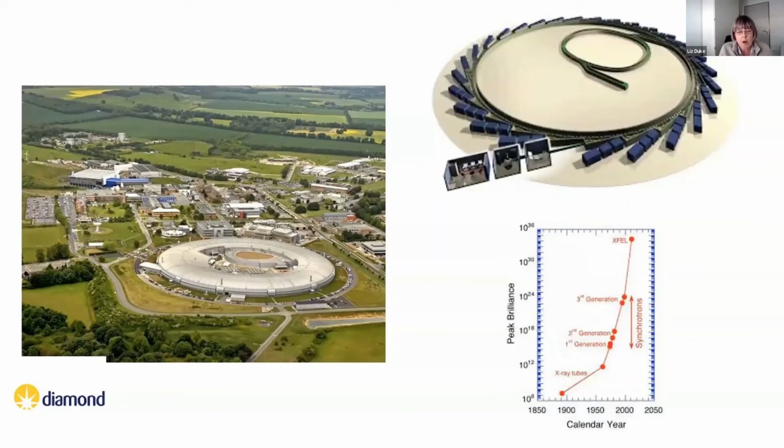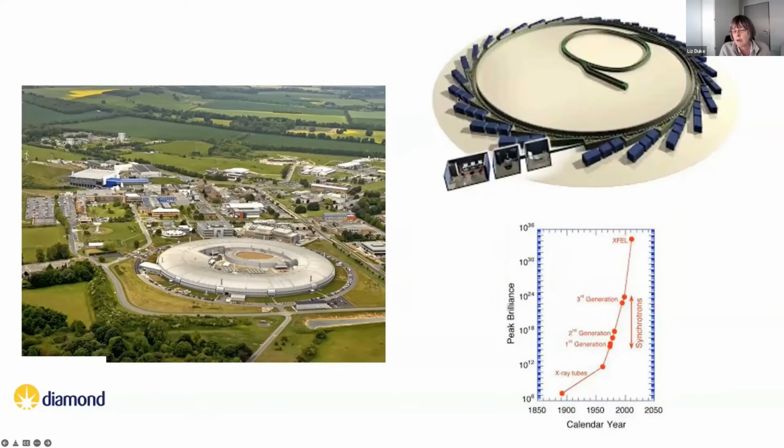But so the X-rays are generated by electrons circulating at the speed of light around a circular ring, and as a result of the electrons being accelerated around the ring, they generate X-rays naturally, and these X-rays are effectively funneled off down beam lines that go off at a tangent.